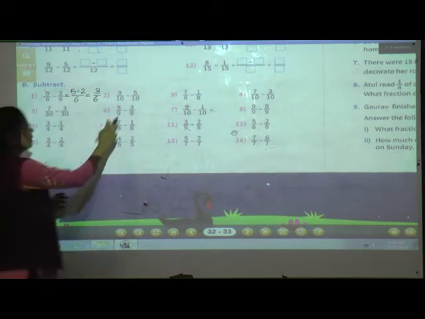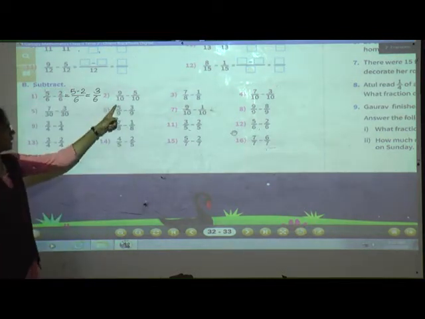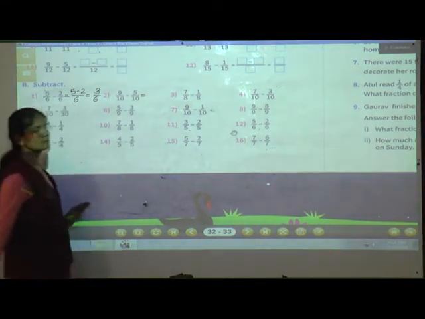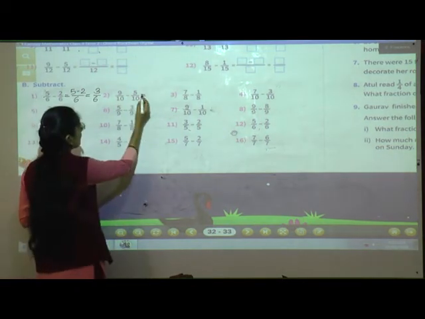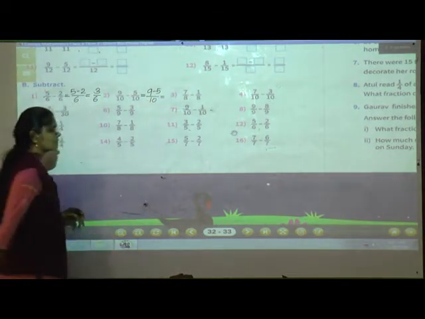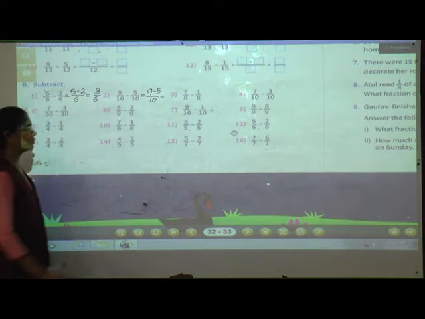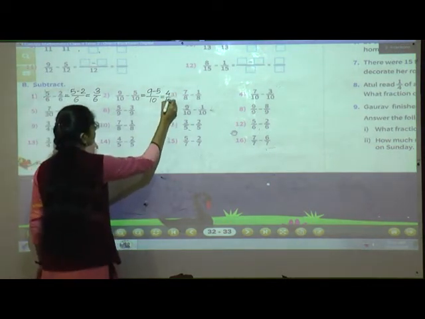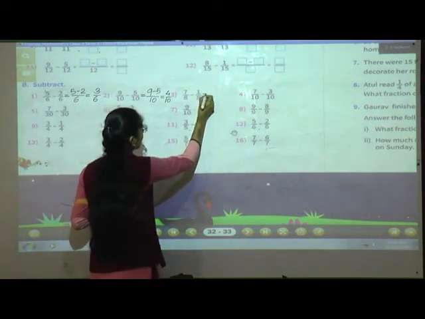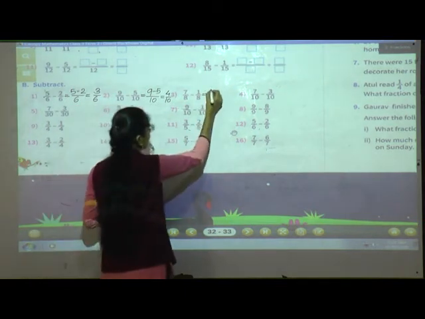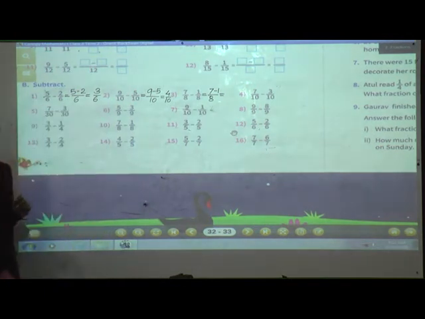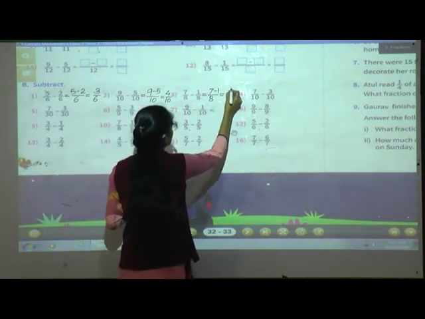Next. 9 by 10 minus 5 by 10. First you give equal to sign. Okay. Then do the subtraction. 9 minus 5 by 10 is equal to 9 minus 5, 4. 4 by 10. Next, 7 by 8 minus 1 by 8 is equal to 7 minus 1 by 8. 7 minus 1, 6. Correct. 6 by 8.